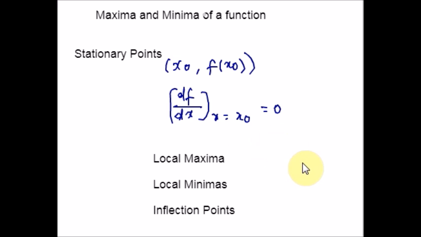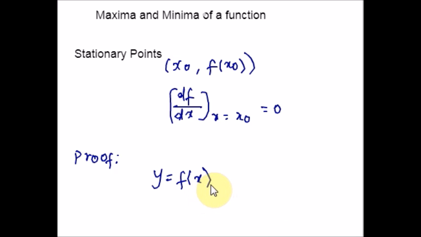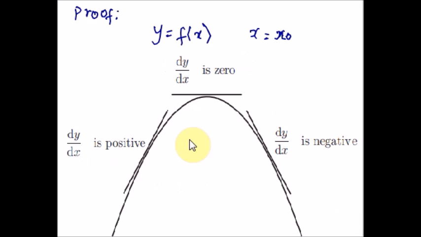Let's have a function y equal to f of x. Please notice that this function attains a local maximum at a point x equal to x0. Near the extremum point, the curve will look something like this. The derivative is going to be positive here, 0 here, and negative here. Clearly, the derivative of the function has to go to 0 at the point of local maximum.